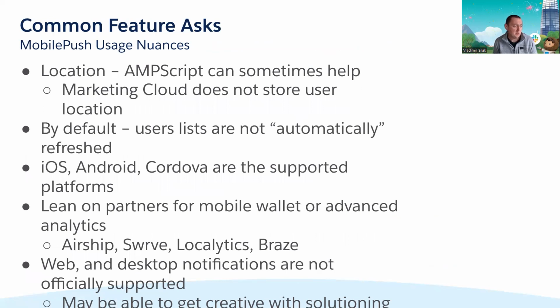Some of the common features that are being asked for, location-wise: Marketing Cloud doesn't store the location of the customer. Sometimes we might use a scrape so we can get a latitude and longitude, but at the same time, we can't just say we want to target everyone who lives in a particular state or particular city. That's just not something that we do, and that's something to bear in mind. Users are not necessarily refreshed automatically in the audiences.